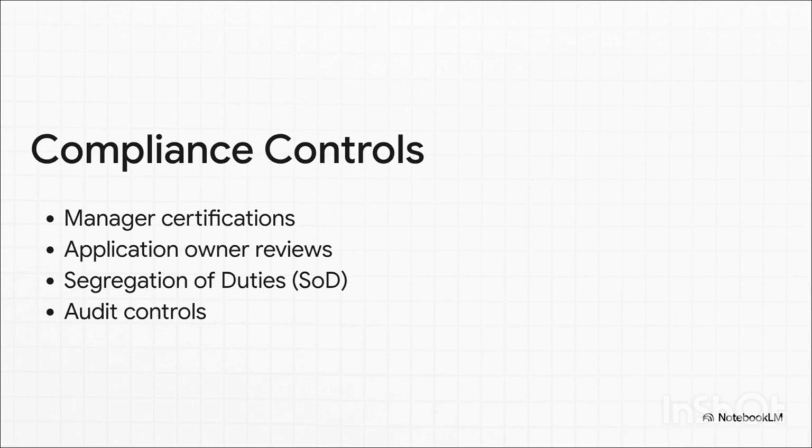Here's the real kicker, though. Step 8, setting up your compliance controls, is literally what keeps your company out of the news headlines. By automating manager certifications, application owner reviews, and audit controls, you are locking down your environment. And this is especially crucial for segregation of duties, or SOD. Automating SOD ensures that the person who can write a check isn't the same person who can approve it. That right there is how you prevent toxic risk.